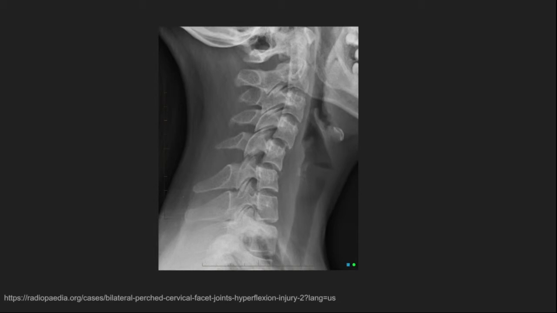Here we see a disruption of the anterior and posterior vertebral lines. C5 is displaced in relation to C6. This patient had a bilateral subluxation of the cervical facet joints.